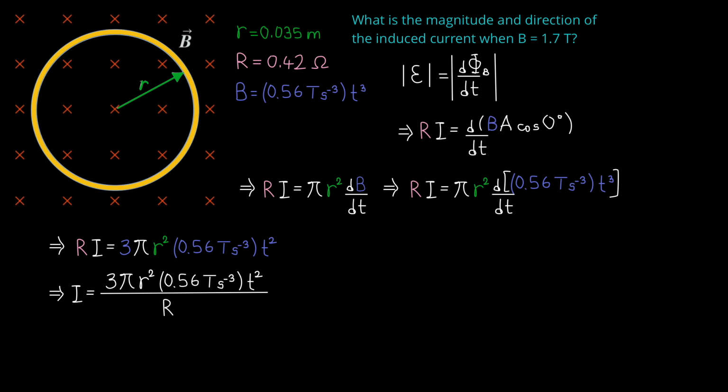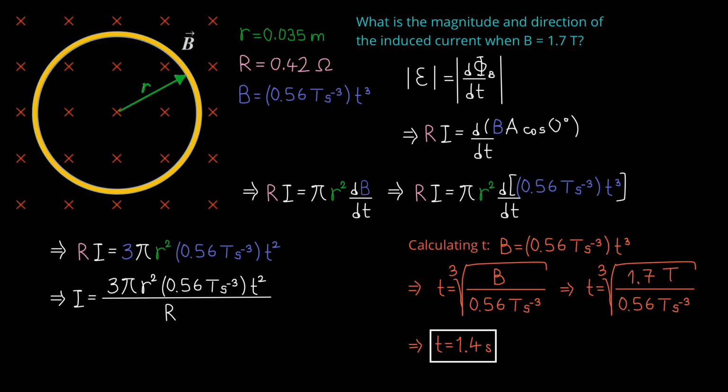Now, before plugging in the numbers, we need to find the value of t, which is not given. But we are given a hint. We know that at that instant, the value of the magnetic field is equal to 1.7 Tesla. So let's use that information to calculate the value of t and then substitute all the numerical values to calculate the induced current. We rearrange the magnetic field function to isolate t and then substitute the values. The value for B is 1.7 Tesla. We divide it by the constant and take the cube root, and we get t equals 1.4 seconds.